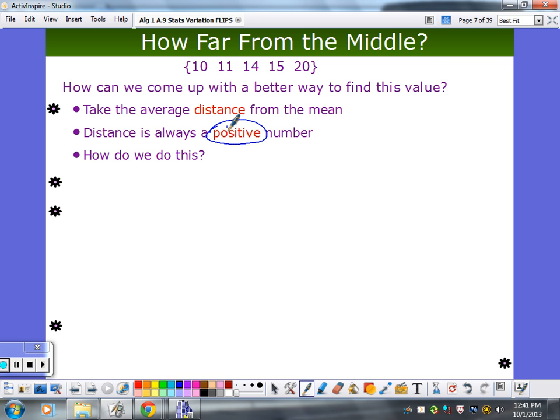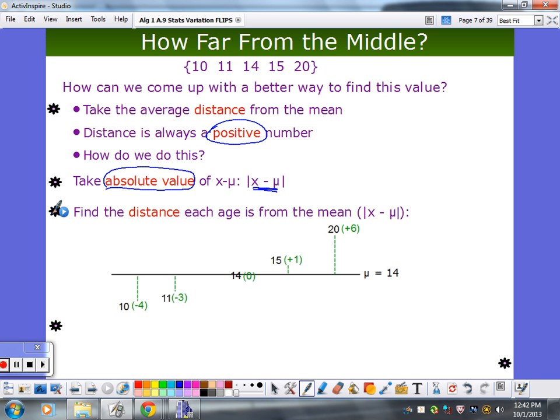So how can I take a negative number and turn it positive? What do we call those bars? The absolute value. Remember, we took x minus the mean; those are called deviations. Now I put absolute value bars around them. He's 4 under, but using a magnitude of distance, what's the distance to 14? 4. The 11-year-old? 3. The 14-year-old is still 0. The distances from 14 are 1 and 6.